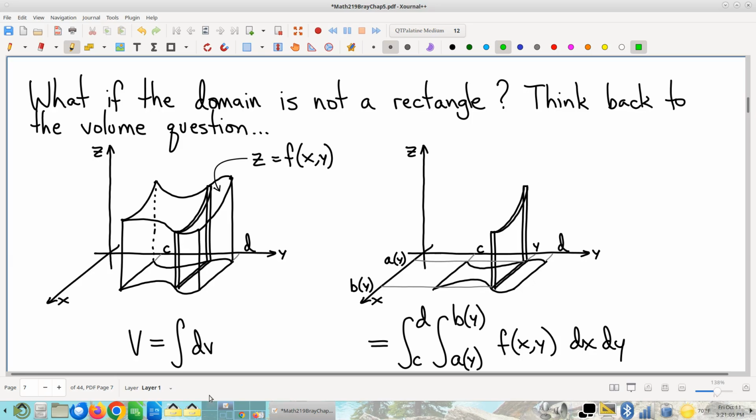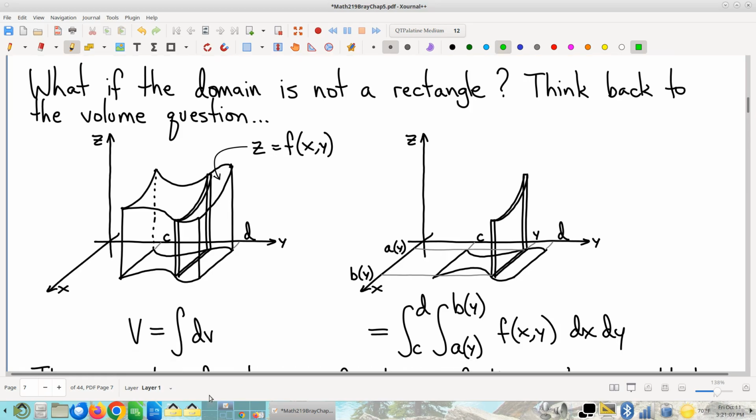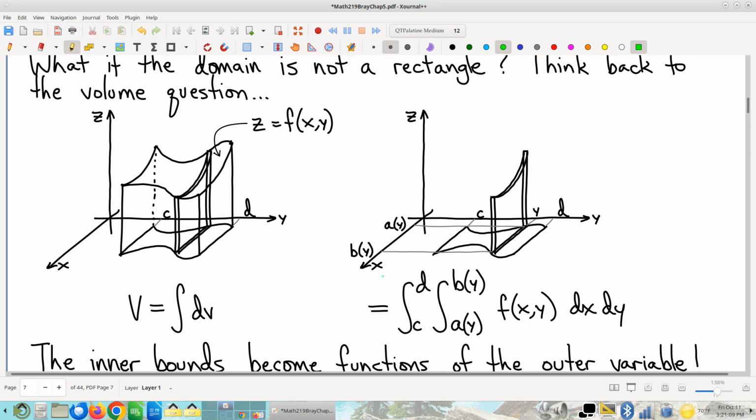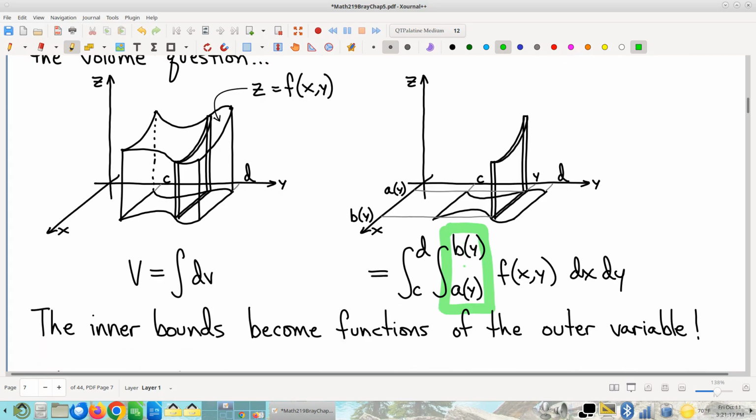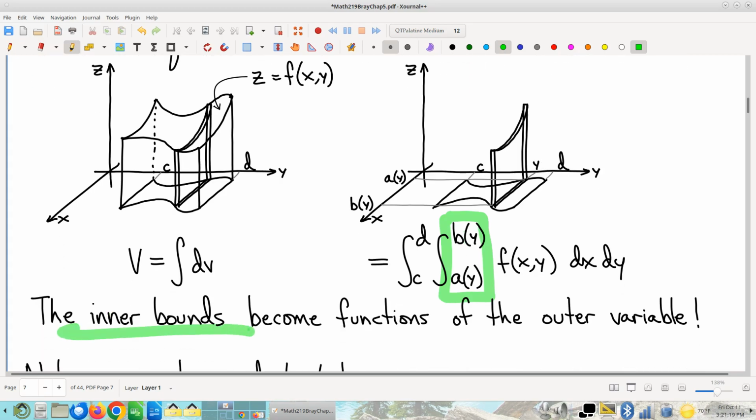Okay, so the next question we entertained was, can you write it as an iterated integral? And the answer was, yeah, everything works fine. The only new feature is that the inside bounds become functions of the outer variable.